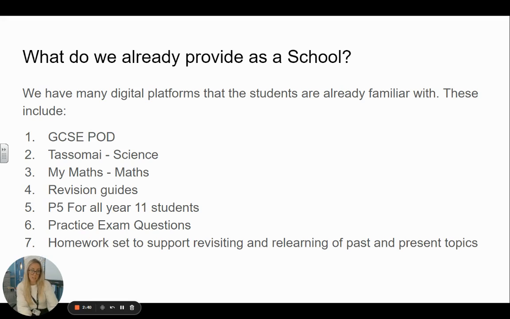If we move on, we do lots of things at school to support your students in their revision already. So we've got online digital platforms such as GCSE Pod, we've got Tassomai, we've got My Maths, we've got revision guides. I know my music students have been given their revision guides now. We have this period 5 for all our year 11 students. I see year 11s doing lots of practice exam questions and taking papers home, but we're also setting homework to support revisiting and relearning of what's been taught in the lesson. We're trying to keep it as fresh as we can and reviewing it as many times as we can to halt the forgetting curve that we've talked about earlier.